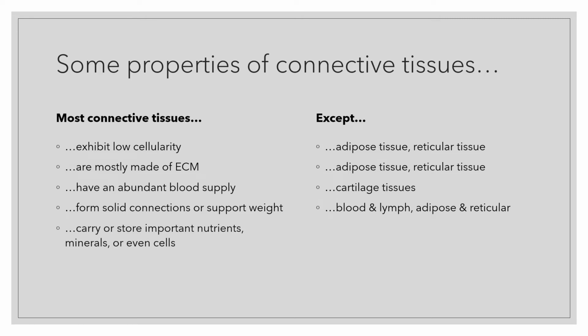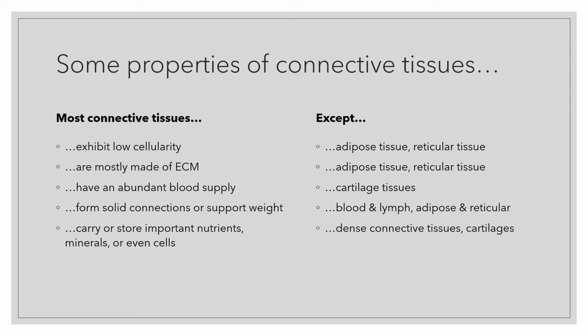Most connective tissues serve a secondary purpose. Their primary purpose is their connective role, I suppose. But most carry or store important nutrients, minerals, or even cells. Adipose tissue, fat tissue, obviously stores nutrients, stores spare calories that your body has. Bone tissue obviously stores calcium and phosphorus as minerals. And reticular tissues are there for holding on to important cells. So the reticular tissue in a lymph node holds on to important lymphocytes, for example.